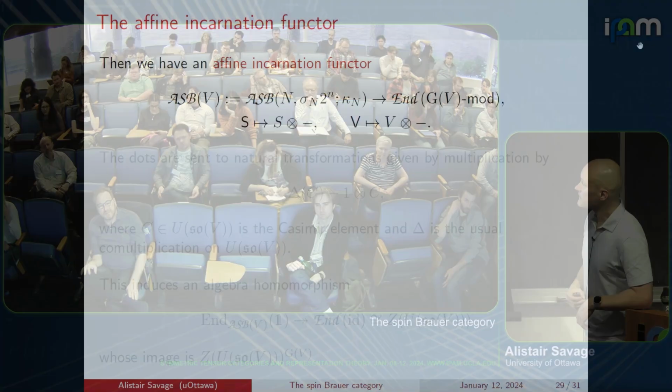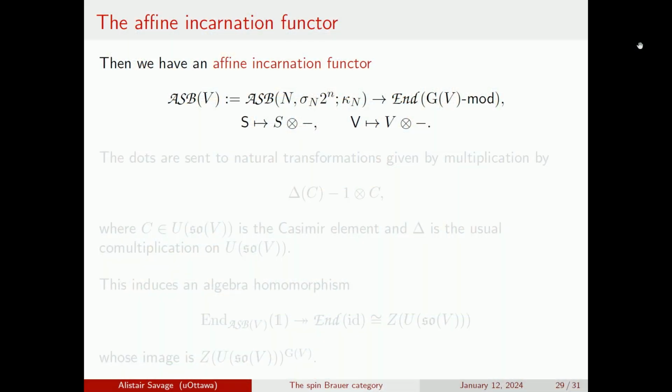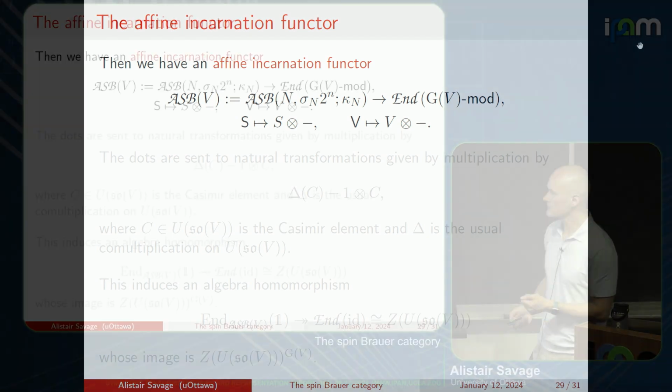So we have an affine incarnation functor. The Sprint-Brauer category goes to this category of GV modules. The general philosophy is that the affine one goes to the category of endofunctors of that category. So now this S, instead of going to the actual spin module S, goes to the functor of tensoring by S, the translation functor. And V goes to the functor of tensoring by V.